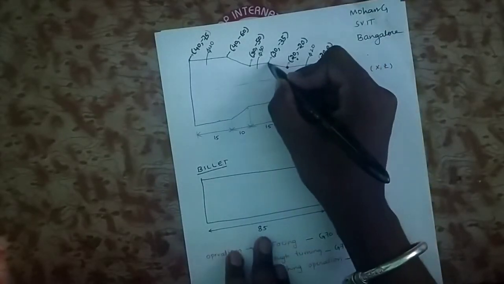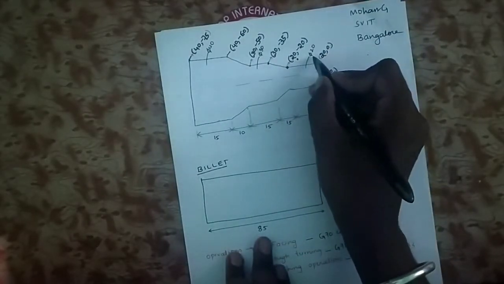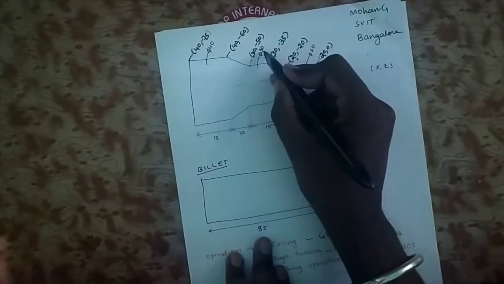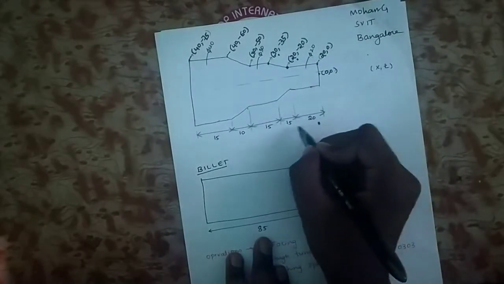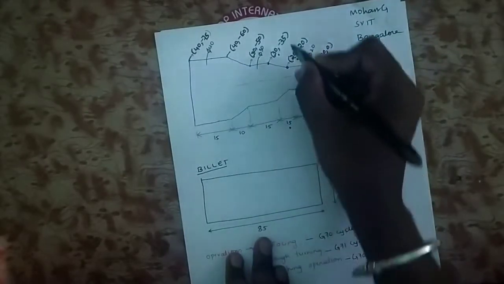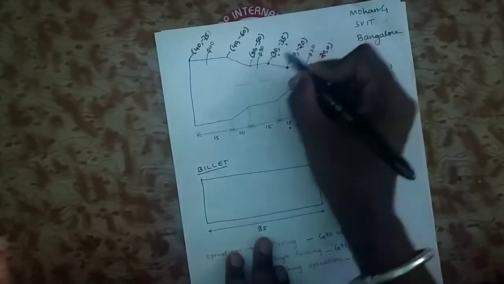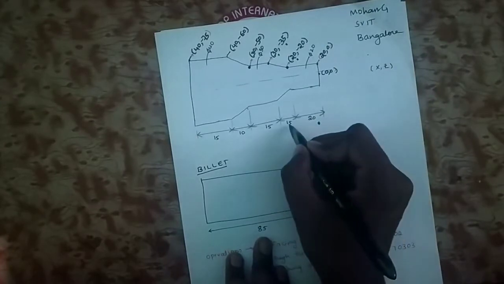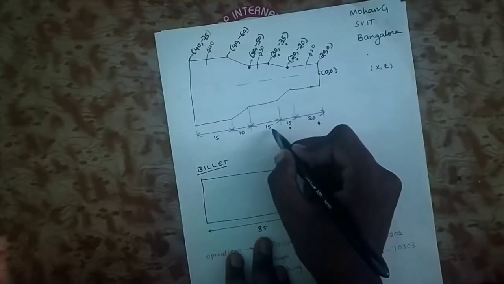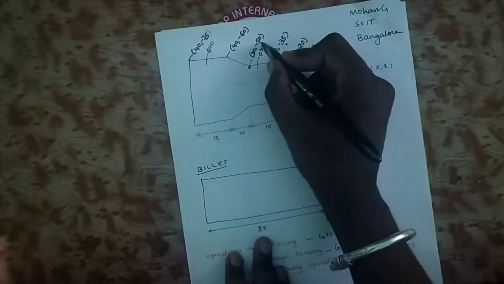Again at this point the diameter changes from 20 mm to 30 mm, therefore the x value is 30 and z value is 20 plus 15, 35, so minus 35. Next at this point the diameter value is 30 and the length is 20 plus 15 plus 15, the total is 50, so minus 50.